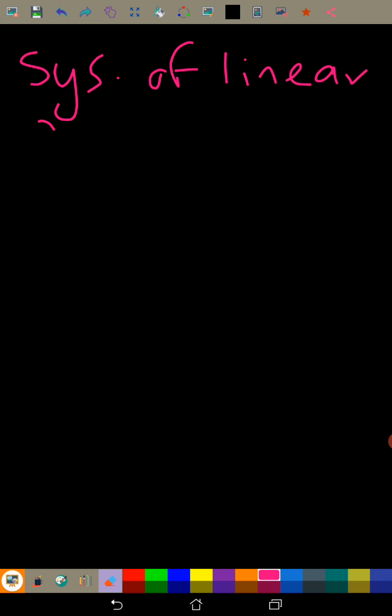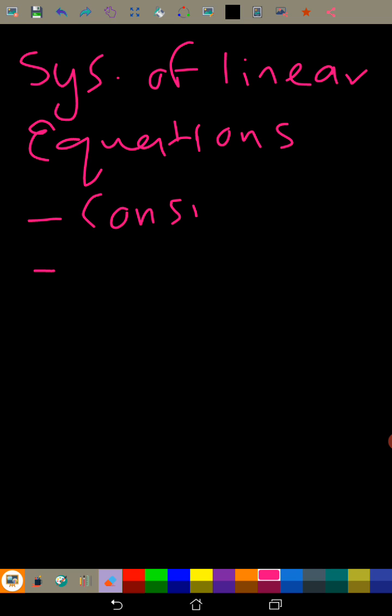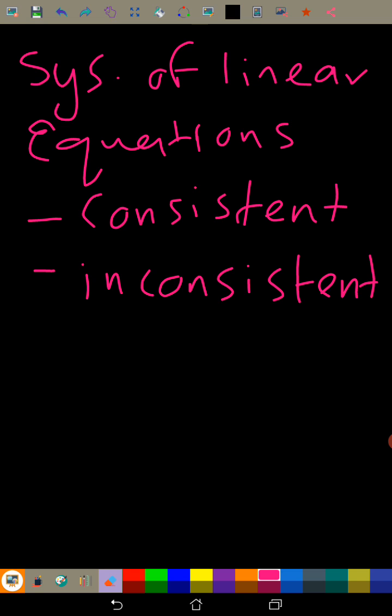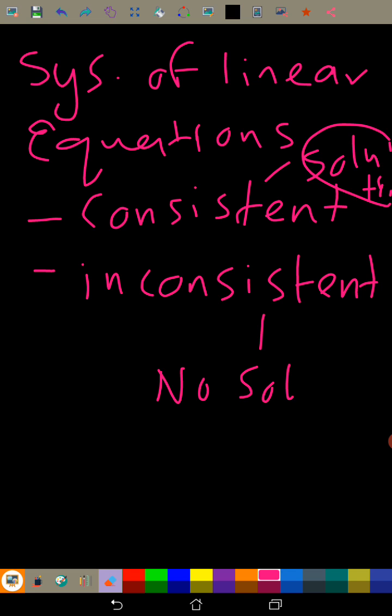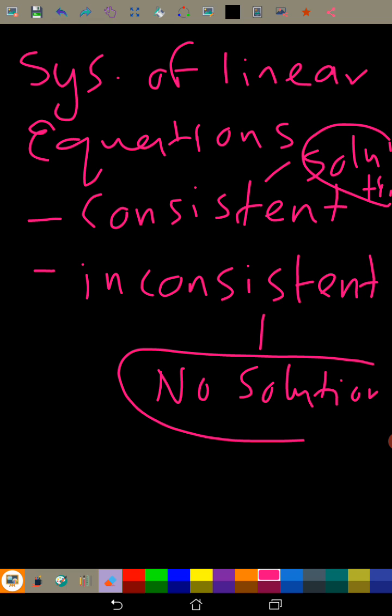So a system of linear equations can be either consistent or inconsistent. Consistent means that solutions exist. Inconsistent means no solution. So now we know this.